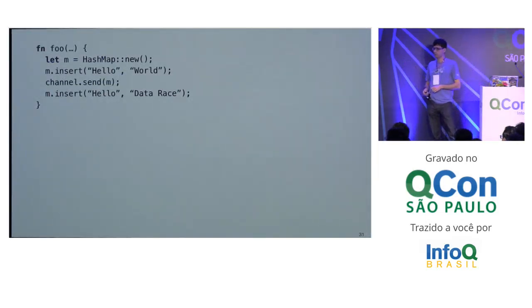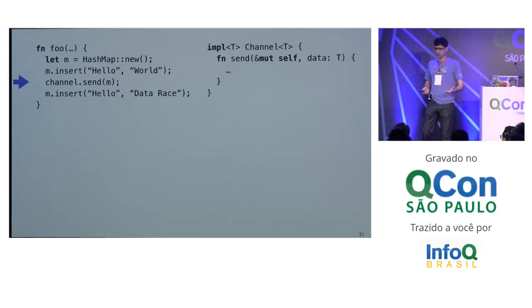So here's the code that you saw from Go, but in Rust, equivalent code. I make a hash map, a hash table. I insert some data, and then I call channel.send. Now, how do we define this send method? Well, this is what methods look like in Rust.